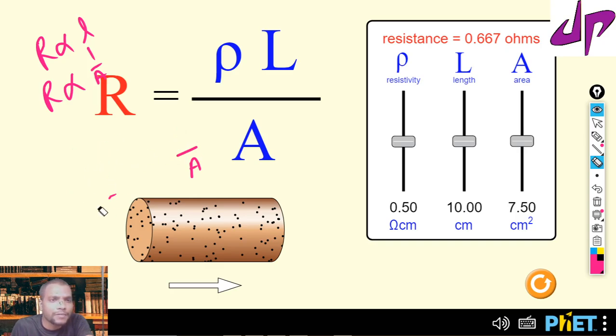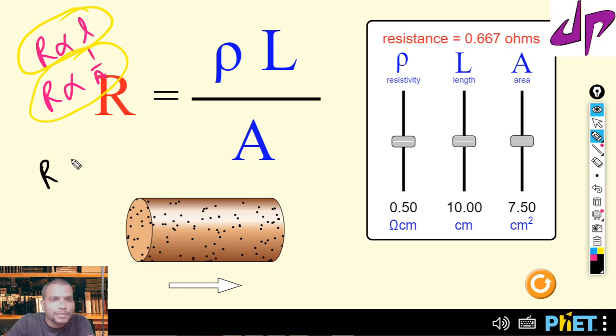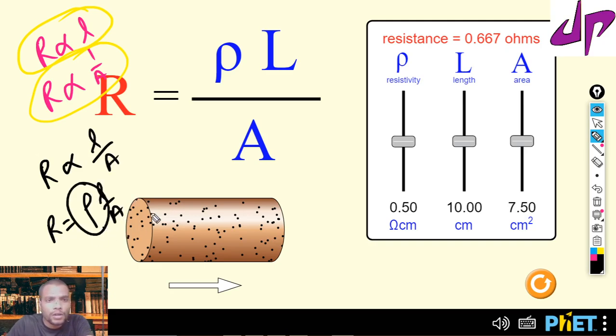From the experimental evidence we can say that the resistance is directly proportional to the length of the conductor, and the resistance is inversely proportional to the area of the conductor. So together you can write resistance is directly proportional to L upon A. So resistance is equal to rho times L by A. So here rho we are calling resistivity.